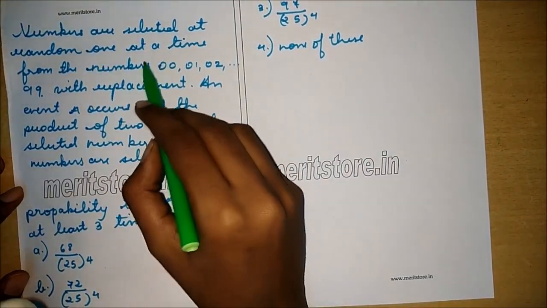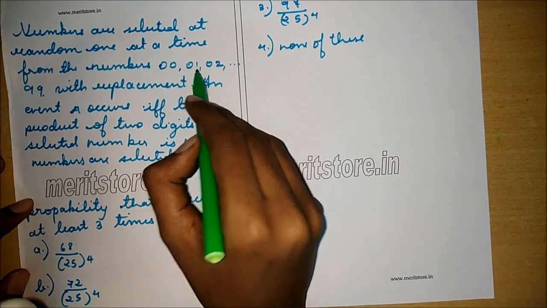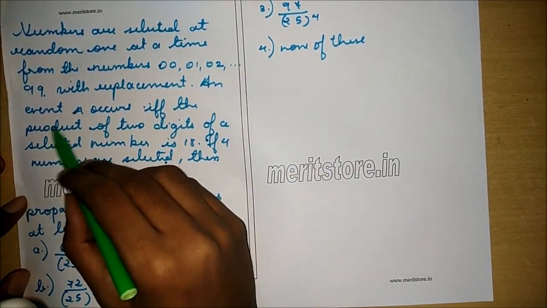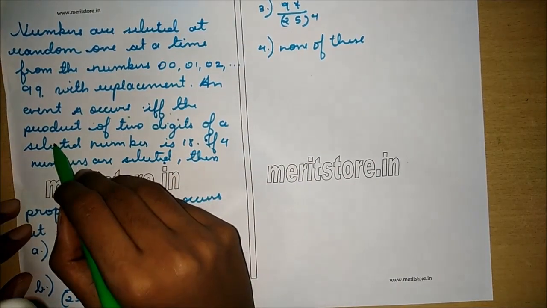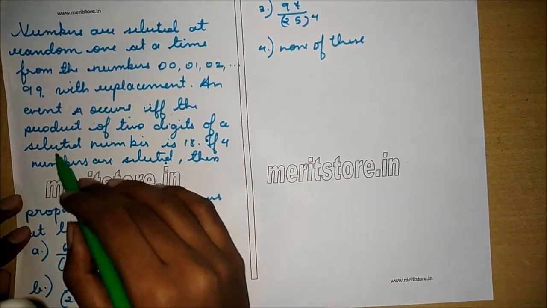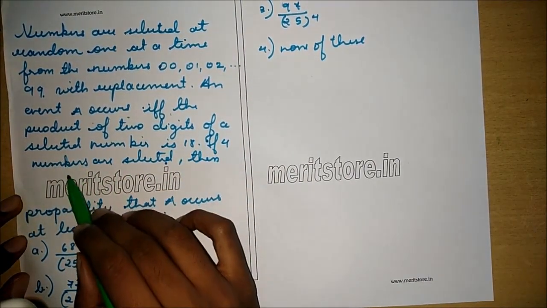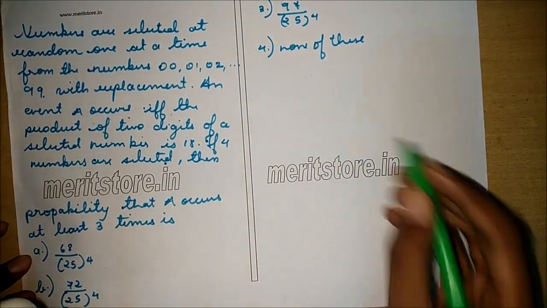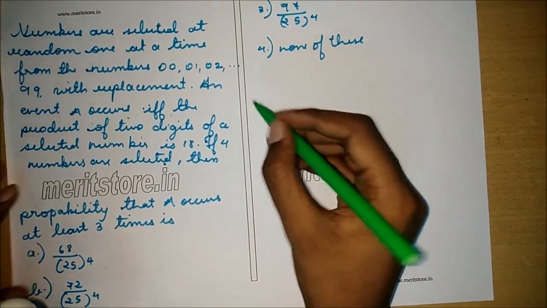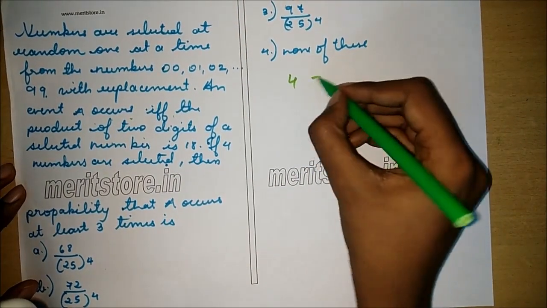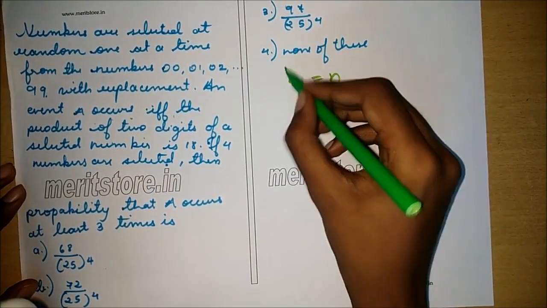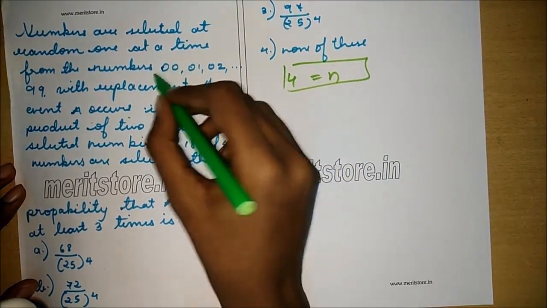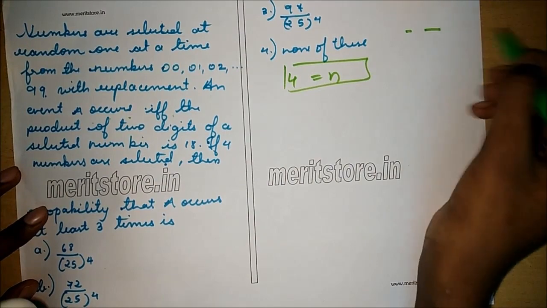Numbers are selected at random, one at a time, from numbers 00, 01, 02 up to 99 with replacement. An event A occurs if and only if the product of two digits of a selected number is 18. If 4 numbers are selected, then the probability that A occurs at least 3 times is. So now 4 numbers are selected, so n will be 4. So 4 numbers are selected, and these numbers are in two digit form.